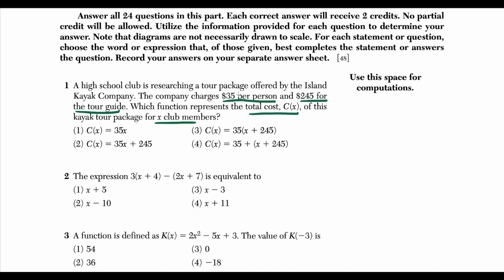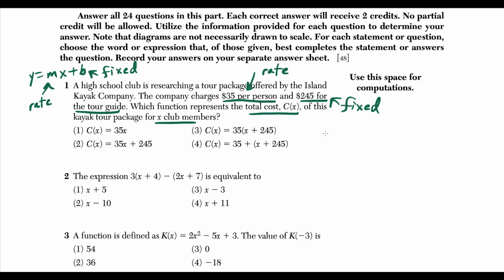So anytime you hear the phrase per, that tells you the rate of change. So it's $35 per person. $245 for the tour guide is the fixed amount. So this is going to be a linear function here, y equals mx plus b. And just know m, the slope, is also going to tell you the rate of change. And the y-intercept at the end is the fixed amount. That's like your initial condition.